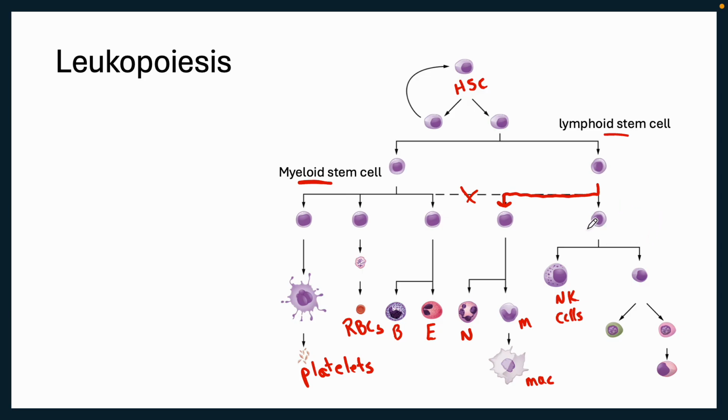But the lymphocytes are going to give rise to either T cells or B cells. And then B cells can form memory B cells, and T cells can also do that. But then these may also form plasma cells that secrete antibodies. All right, so that is the lineage of the white blood cells.